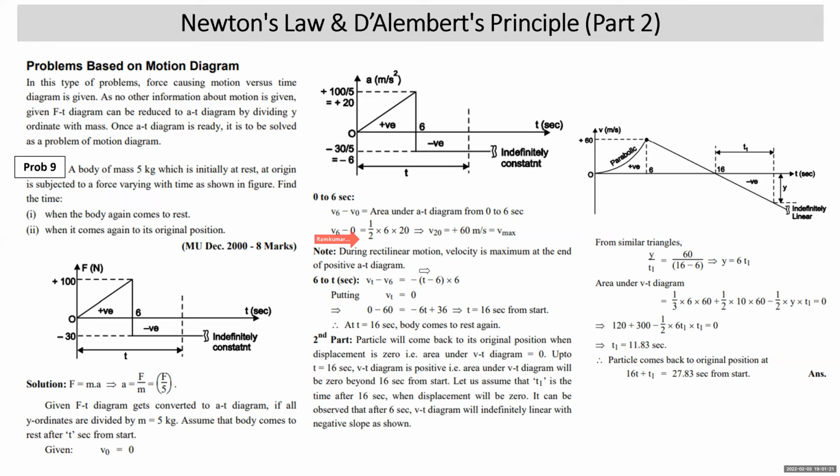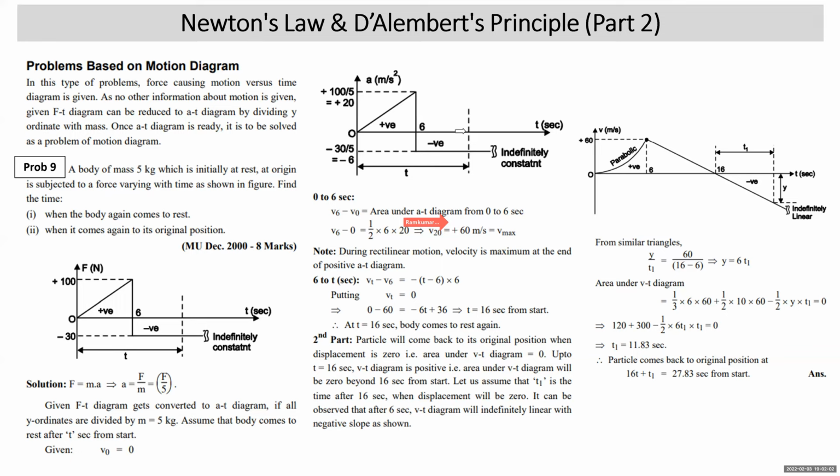How come it is maximum? We know that during rectilinear motion, velocity is maximum at the end of the positive AT diagram. See, the positive AT diagram is ending at 6 seconds. So at the end, at 6 seconds, velocity will be maximum. Although it is not asked, I have just listed it, that velocity is maximum at the end of the positive AT diagram. Now, you have to find the time when the velocity becomes zero. I'm considering that t is the time when velocity becomes zero. He has marked this dotted line and shown t. So we write from 6 to t second.